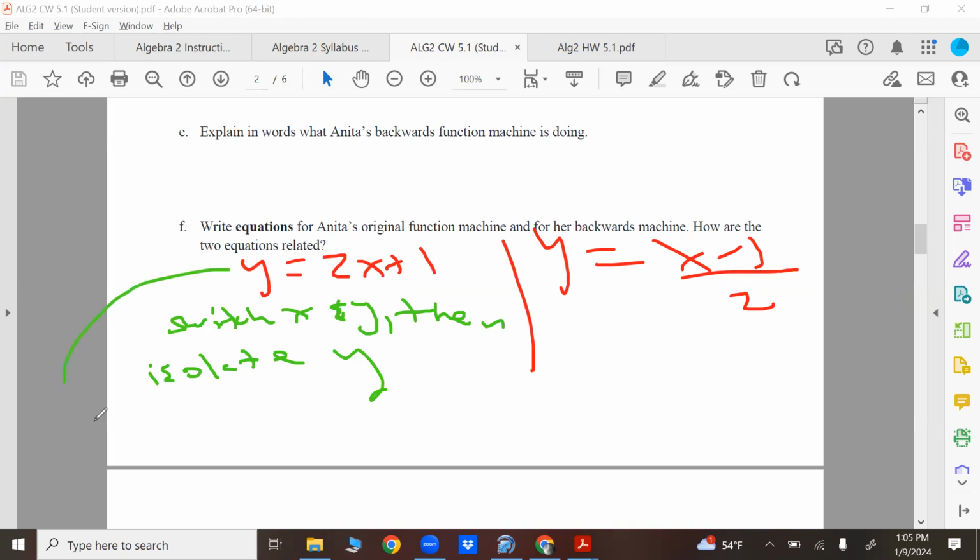But what if I switch x and y here? Then I get this, right? X equals 2y plus 1. You guys agree? You switch x and y. Now, once you get y by itself, what's the next step?